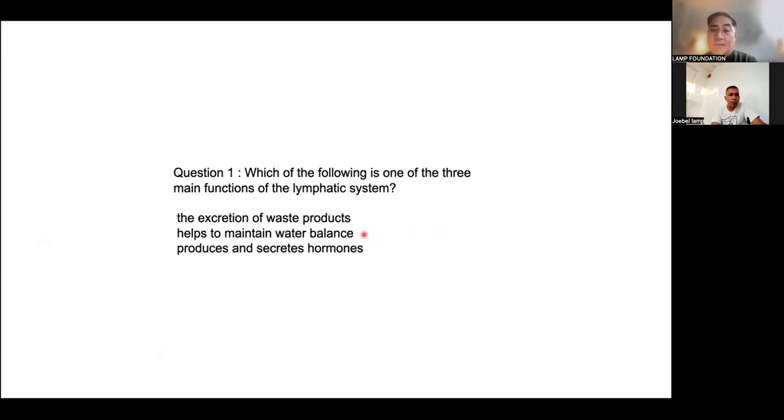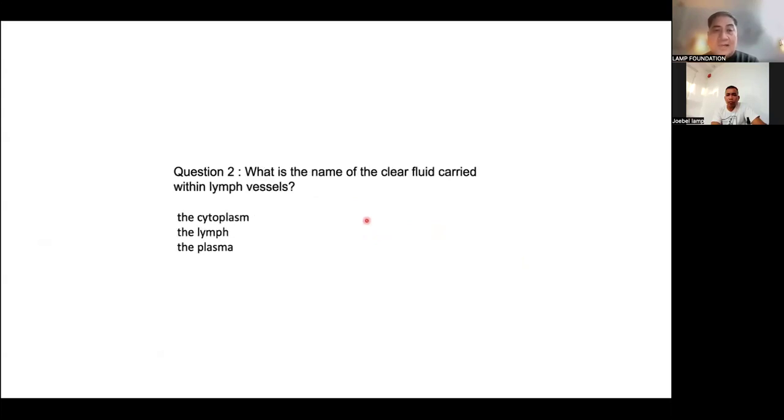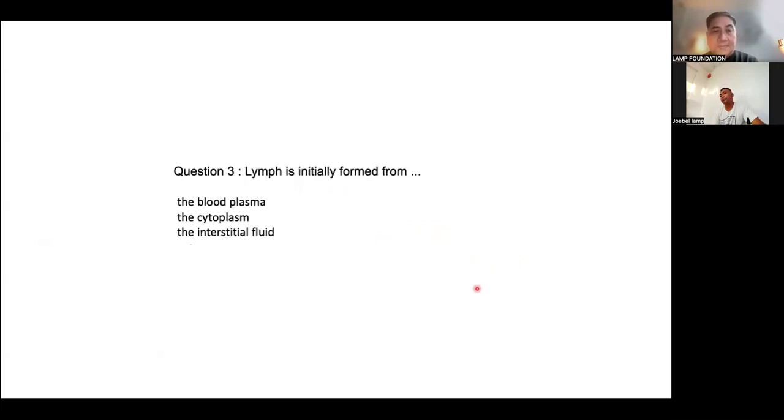So what will happen if this is not happening? There will be edema. What is the name of the clear fluid carried within the lymph vessels? The lymph. Lymph is initially formed from interstitial fluid.